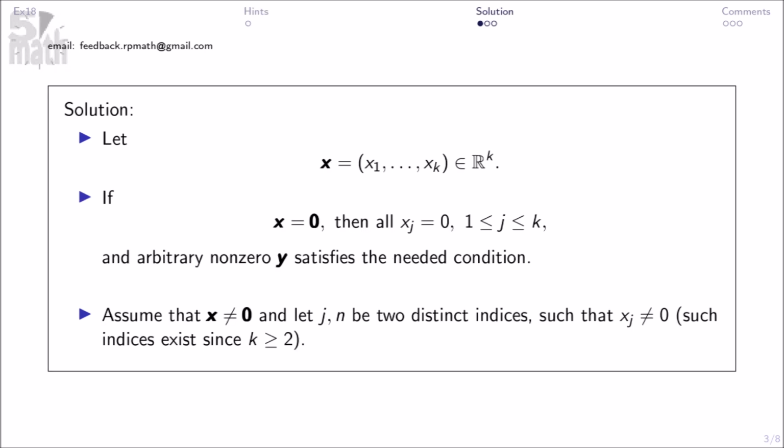Solution. Let x equal x1 and so on xk, an element of R^k. If x equals 0 vector, then all xj equals 0, j greater than or equal to 1 and less than or equal to k, and arbitrary non-zero y satisfies the needed condition. Assume that x not equal to 0 vector, and let j and n be two distinct indices such that xj doesn't equal 0. Such indices exist since k greater than or equal to 2.